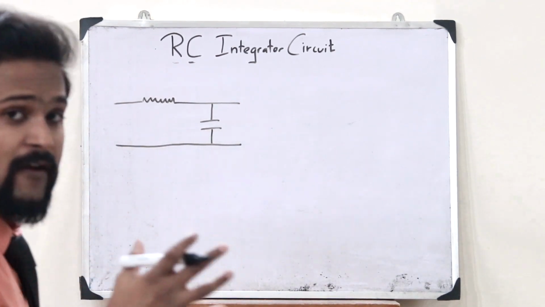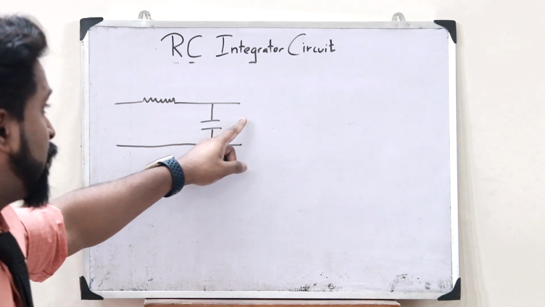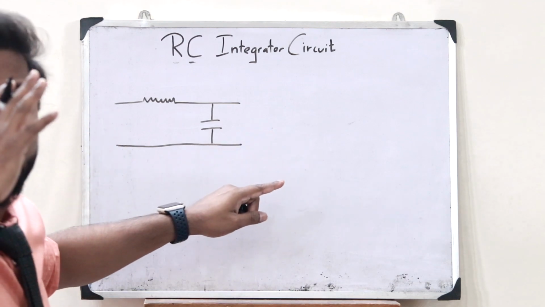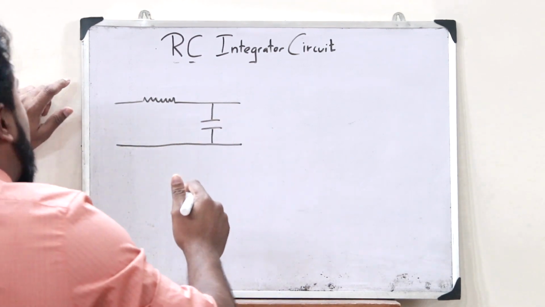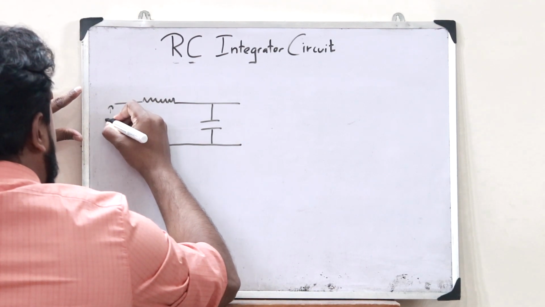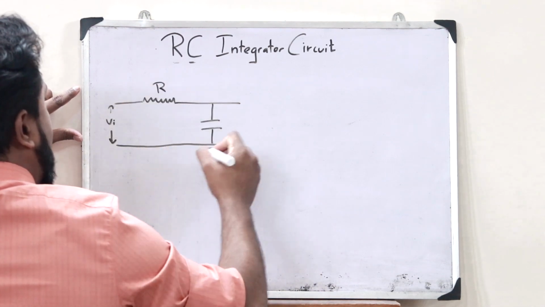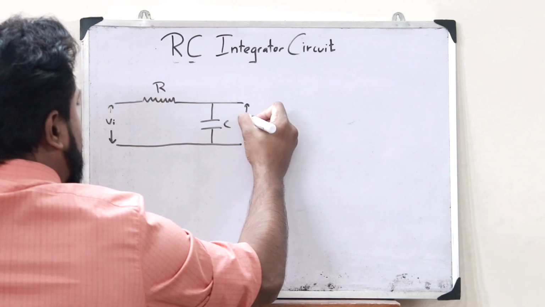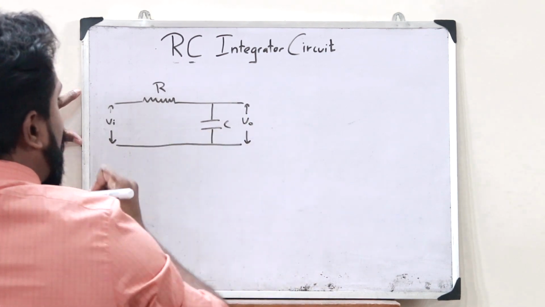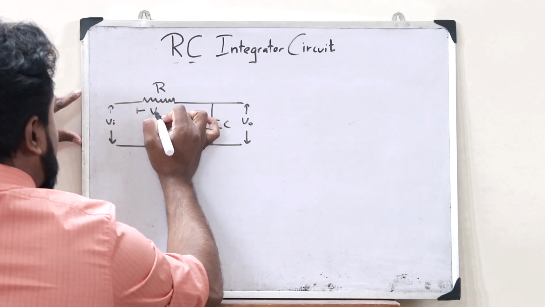What we have to prove is that if we give an input voltage Vi over here, the output voltage V0 must be equal to a constant times the integral of this input voltage. So let us give an input voltage Vi over here, and let this be R and let this be C. Then we are supposed to get the output voltage V0 over here. Let the voltage across the resistor be taken as VR.